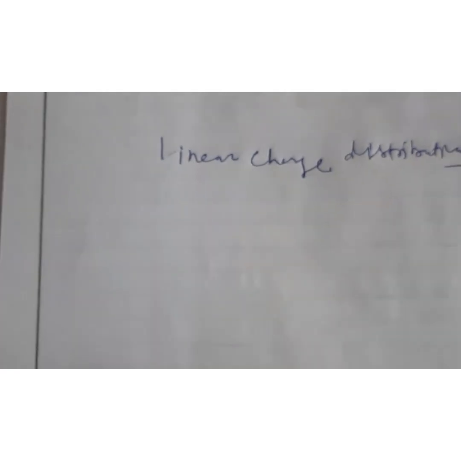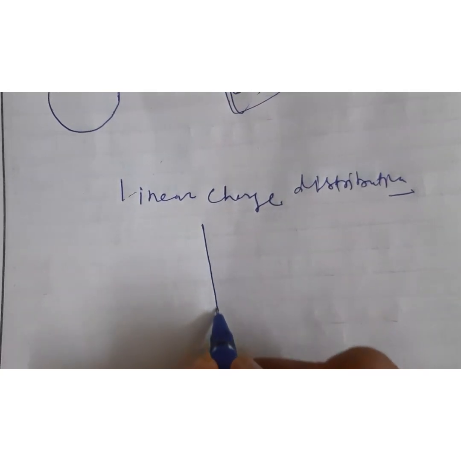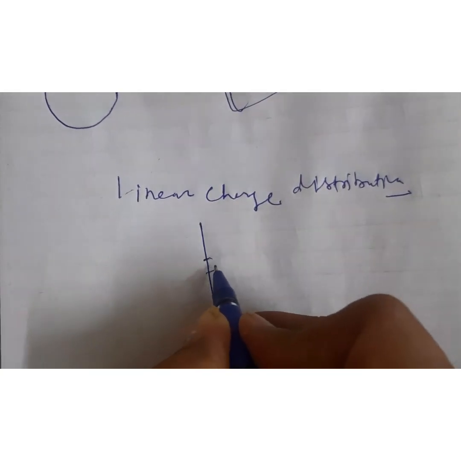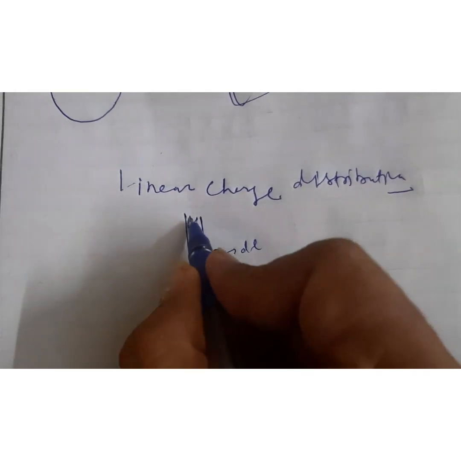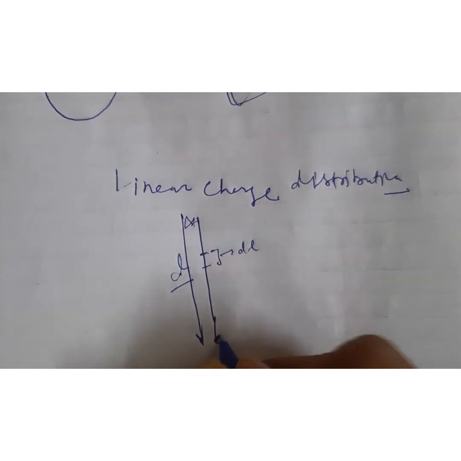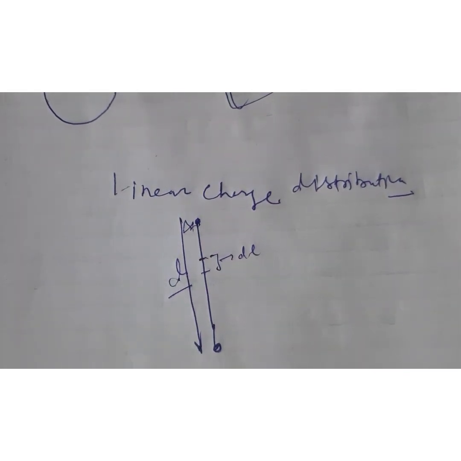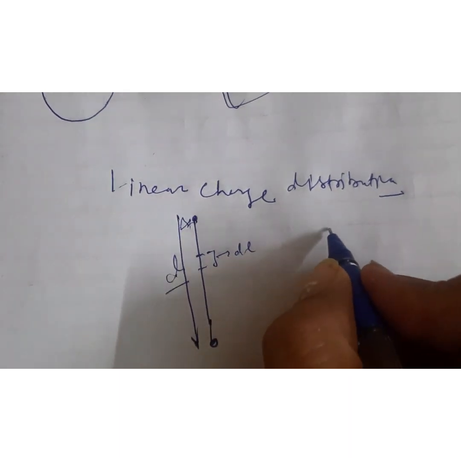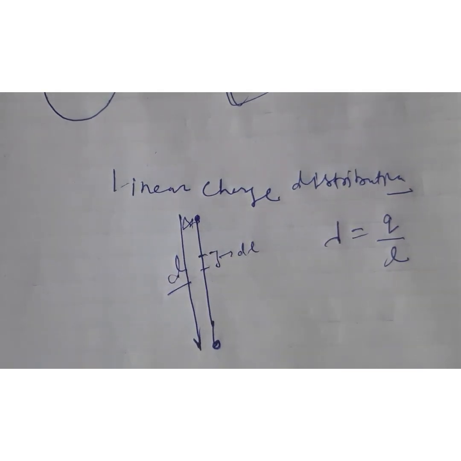Linear charge distribution. In this method we take a normal wire and we take a small amount of its length, that is dl. Total length we consider L. So here linear charge distribution is defined as lambda equal to Q by L. We can say charge per unit length is called linear density of charge, whose symbol is lambda.